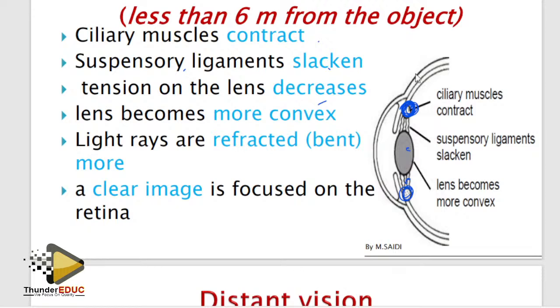Guys, these two, they work antagonistically. Yes. If ciliary muscles contract, the suspensory ligament relaxes, you see them that they are relaxed. You see them that they are what?